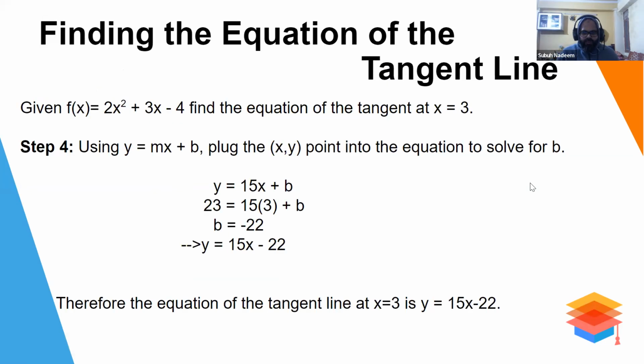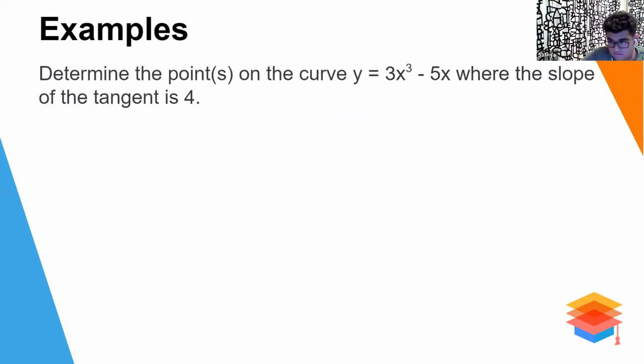So the next one comes. That's an example. Determine the points on the curve where the slope of the tangent is 4. So how would you do it? Can you tell me the steps? Should I do it or should I just tell the steps? First, tell the steps. Here you don't have to find the equation of the tangent. You have to find the points on this curve where the slope of the tangent is 4.